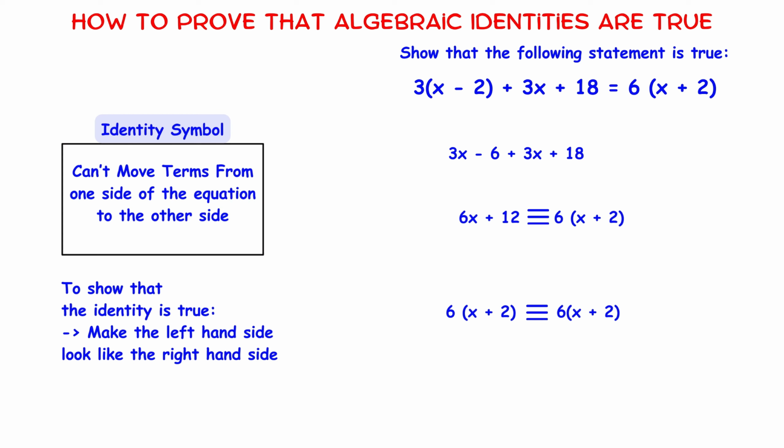If we think about it though, this is because the right-hand side has been factorized, so to make our left-hand side the same, we need to factorize our 6x plus 12, which we can do by taking out the common factor of 6 and putting the other factors of x plus 2 in the brackets, and then that's it. We've proved that the identity is true because we've shown that the left-hand side is exactly the same thing as the right-hand side. Let's try one more.